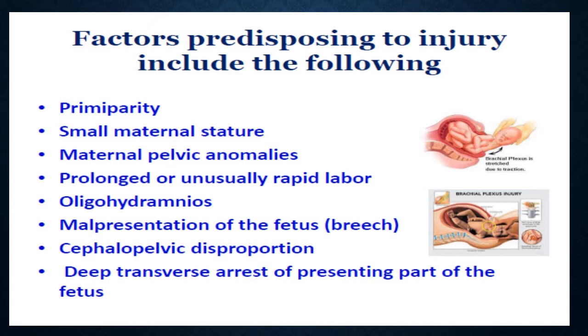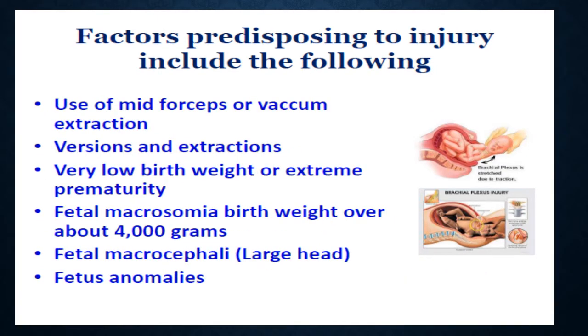Maternal pelvic anomalies, prolonged or unusually rapid labor. Oligohydramnios, malpresentation of the fetus, like breech, of course. Cephalopelvic disproportion, as said before, and deep transverse arrest of the presenting part of the fetus that leads to more force given on the fetus to be. Use of forceps or vacuum extractions lead to more injury for the fetus.